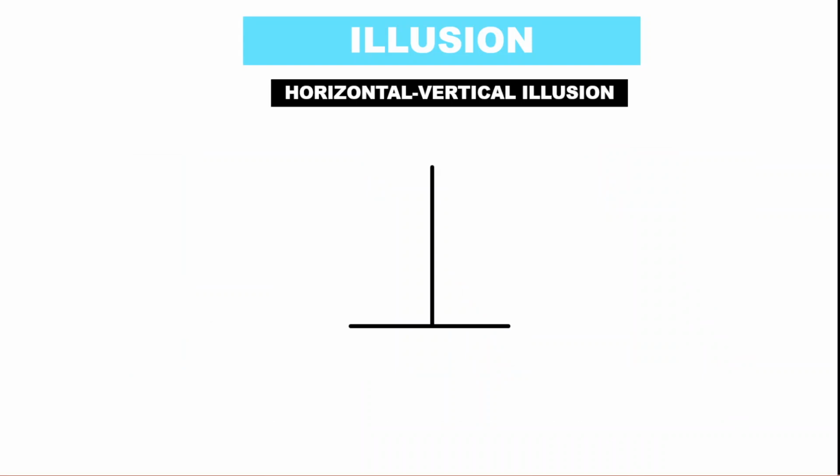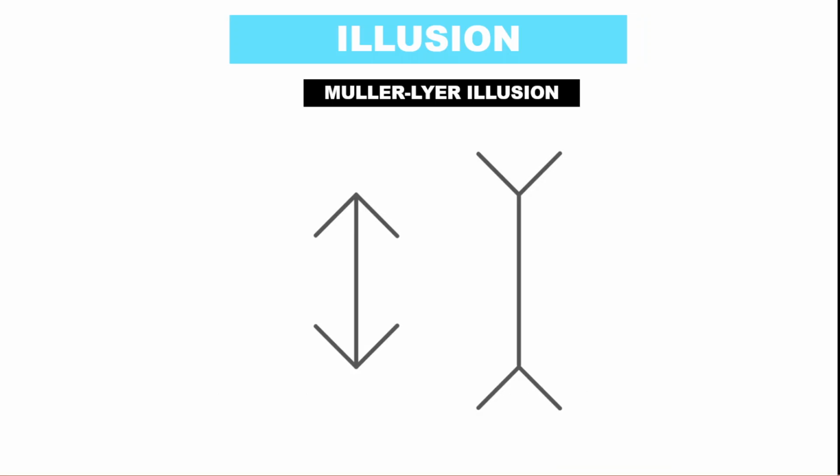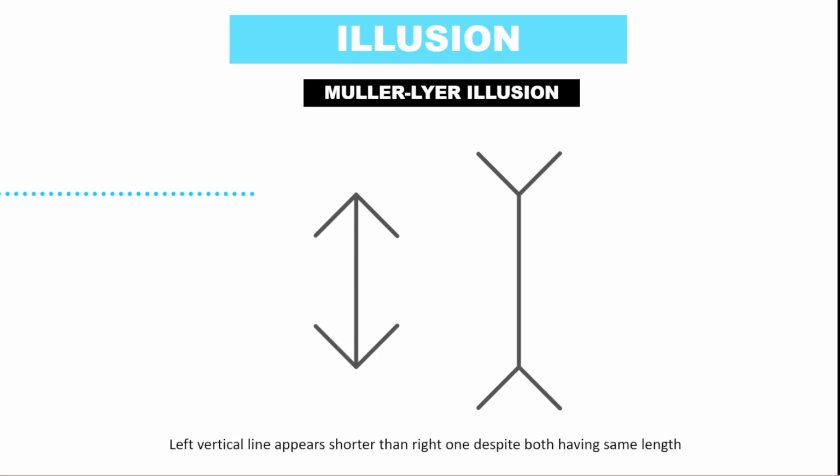Now come to the next illusion, the horizontal-vertical illusion. The vertical line appears longer than the horizontal one, but both have the same length. Now, the Muller-Lyer illusion. Due to the arrows, one inverted and one outward, the line segment on the left appears smaller than the line segment on the right, but both are of the same length.